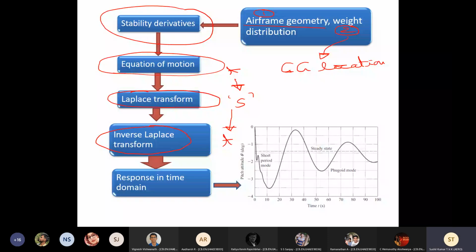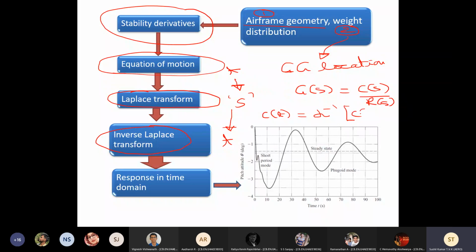So once you take inverse Laplace transform, you get something like this. No? G of s is equal to C of s by R of s. Control system notation. So what I'm trying to say is, I take Laplace transform on both sides, inverse Laplace transform. So I get C of t. And then I'll take inverse Laplace transform of C of s, G of s into R of s. Do I require this step or not?